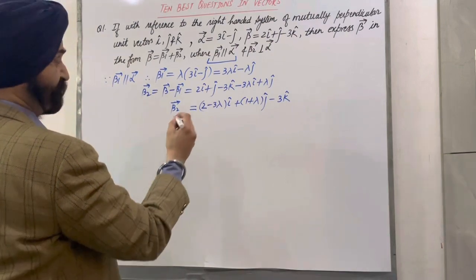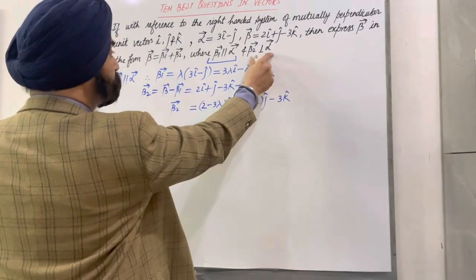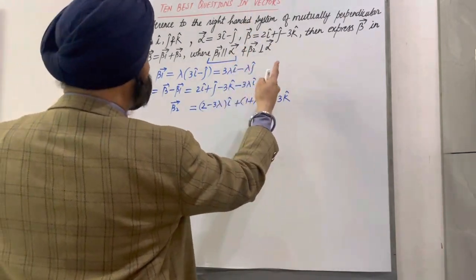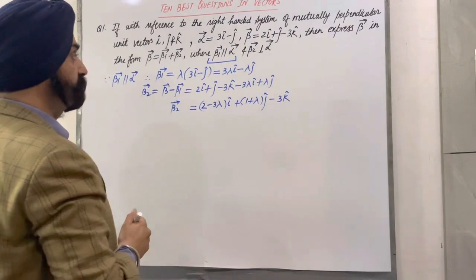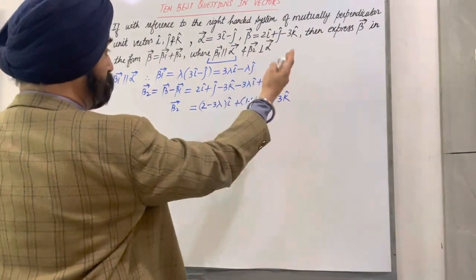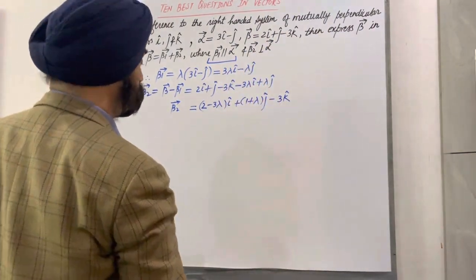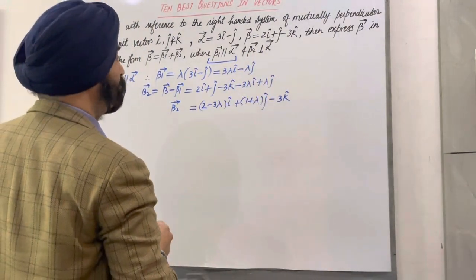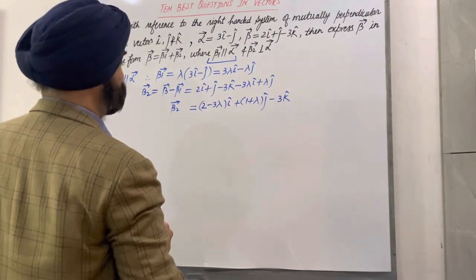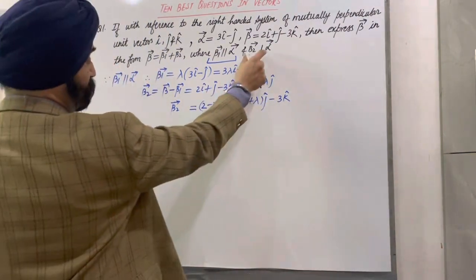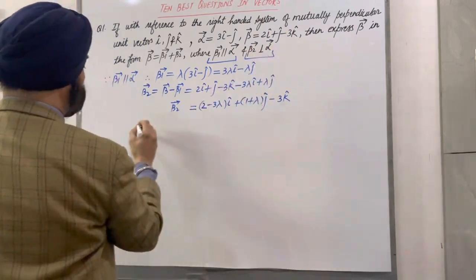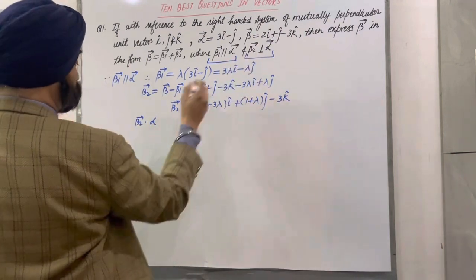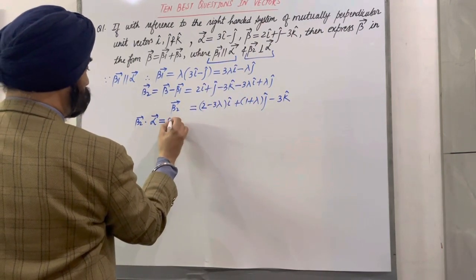Now what is specific about beta 2? We haven't utilized this portion anywhere. When they have mentioned beta 2 is perpendicular to alpha, we know that if two vectors are perpendicular to each other, then their scalar or dot product will vanish, it will come out as 0. So what we will utilize from here is that vector beta 2, its dot product with vector alpha, must be equal to 0.